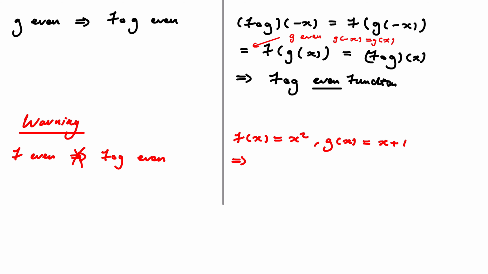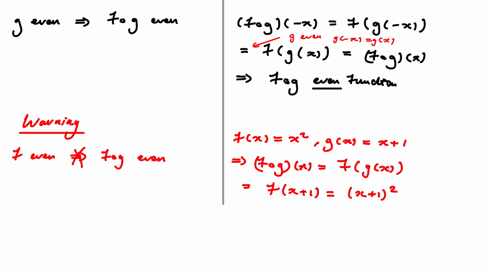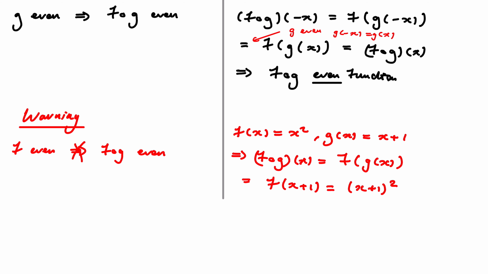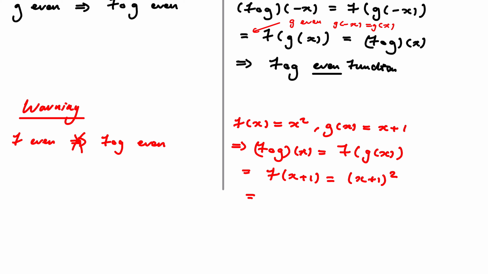This implies that f composed with g evaluated at x, what's it equal to? It's f with g of x fed into it. That's equal to f with x plus 1 fed into it. That's equal to x plus 1 all squared. Now let's factor this out. This is x squared plus 2x plus 1.